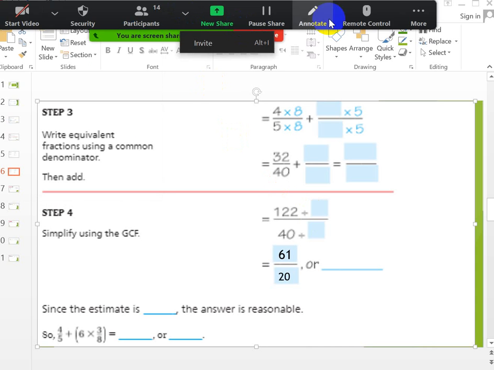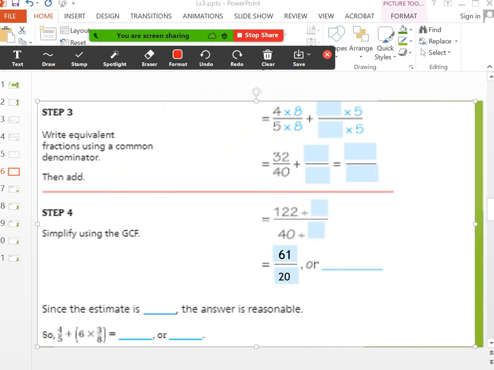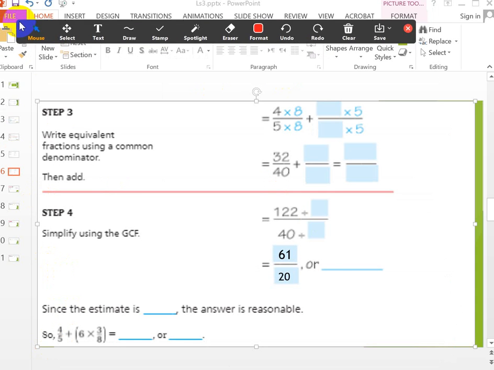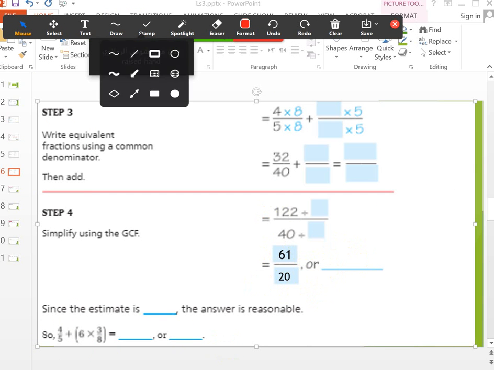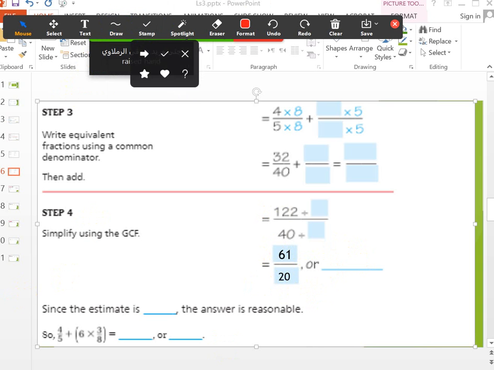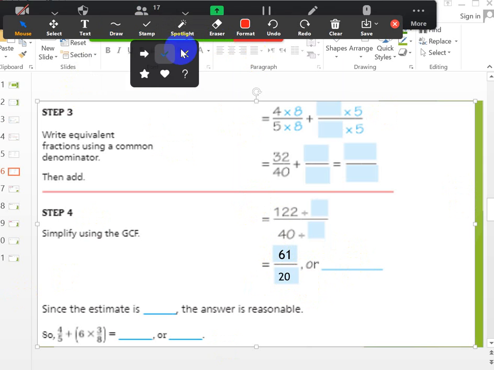Okay, girls. Yesterday we talked about how to multiply fractions. So today we will continue and solve exercises on page 83. Yesterday, the last thing I told you, you have to find this number as a mixed number. So let's write this number as a mixed number.